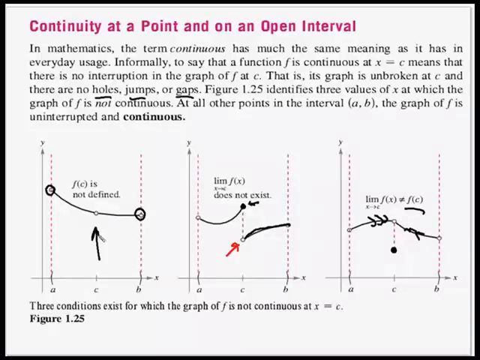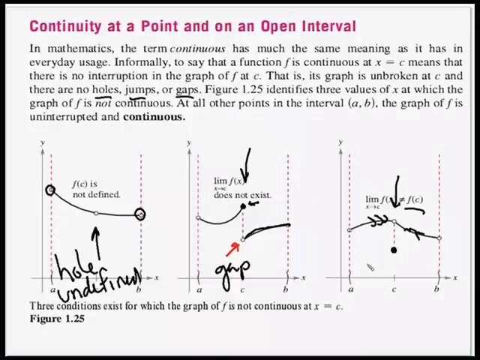We've got a hole in it, we have a gap in it, and we could have a hole but the function is also defined. So here again, we've got a hole and our function is undefined. Here we just have a gap or a break in the graph, and here we have a hole, but we are defined. So those are three times when a function is not continuous at a point C.